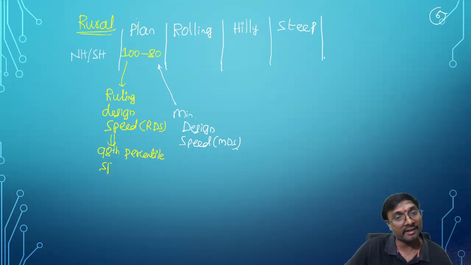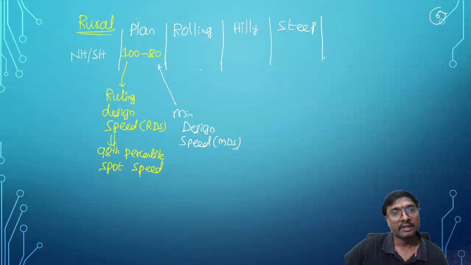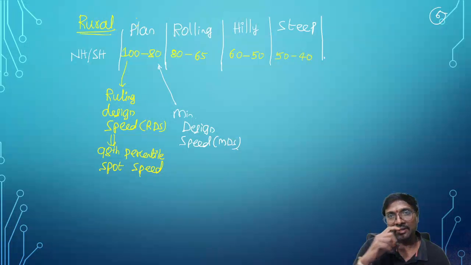98th percentile, which value? Spot speed. It is not the running speed, it is not the journey speed, spot speed only. So here what is that you can say? Again same, 80 kilometers per hour, and 65. Okay, so now if you just observe, this is your 60, 50, and 50, that is your 40. Like that we'll be having, if you just observe, right?